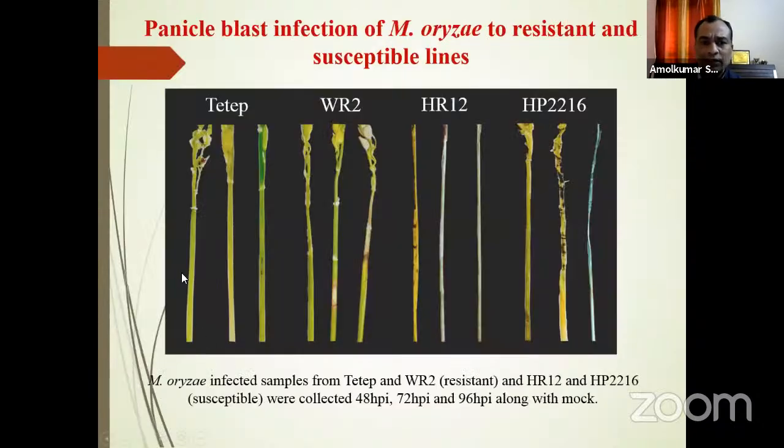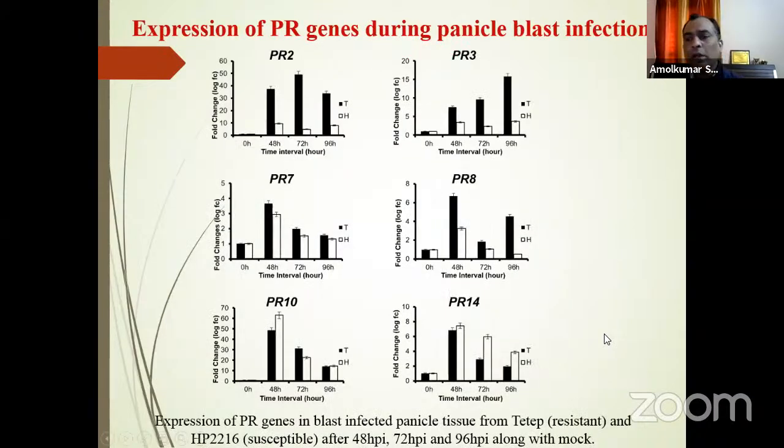Okay, so using this we are checking in TETEP and HP22, these are resistant lines, and HR12 and HP2216, these are susceptible lines. And whether there is really panicle blast we are getting or not, we check it using PR genes. So here we checked in both TETEP and HP22 at 48 hours, 72 hours, and 96 hours, and we found that PR2 and PR3 both are upregulated in resistant line, but not much in susceptible line. Still there is some upregulation. So we can even differentiate on the basis of this whether these are resistant or susceptible lines.